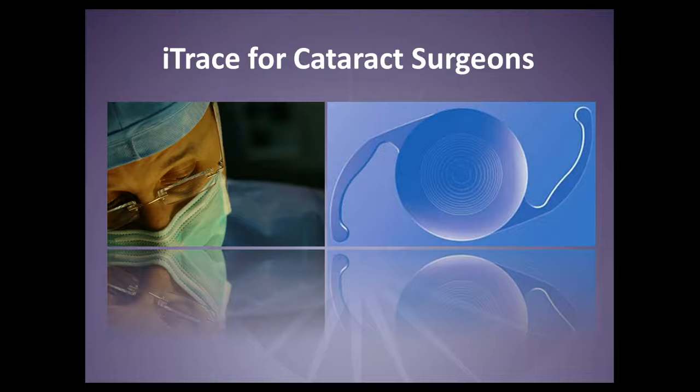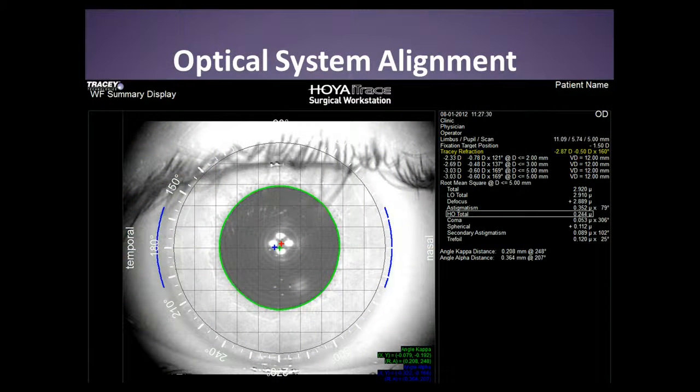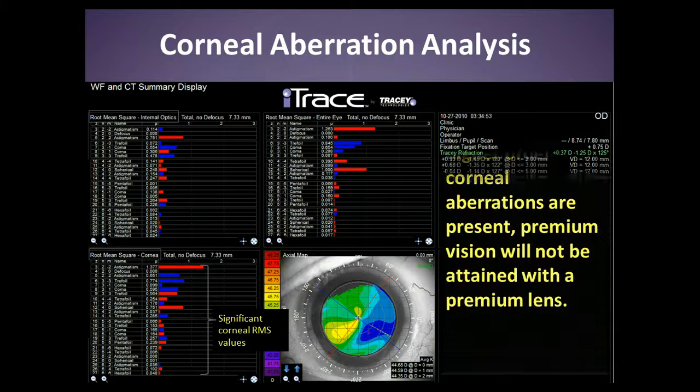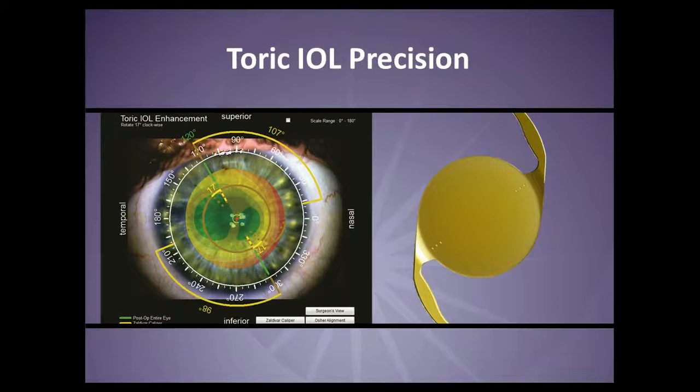Another video in our series examines how one can achieve improved outcomes with premium IOLs by using the iTrace. The video explains the importance of optical alignment verification through the angle alpha value provided by the iTrace, and it looks at why the corneal optical quality should be evaluated with the iTrace to verify that the cornea will support the premium implant. In this video, we will focus on how the iTrace can help improve precision in Toric IOL surgery.